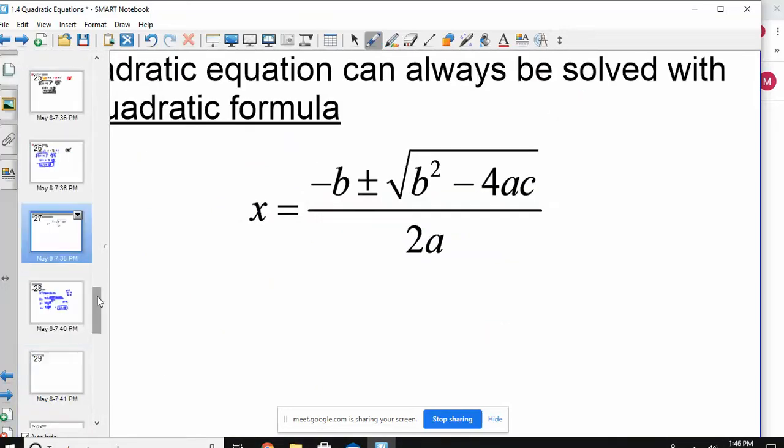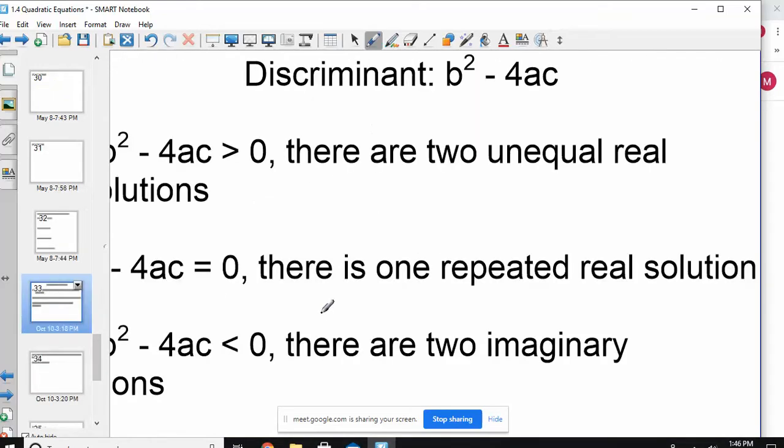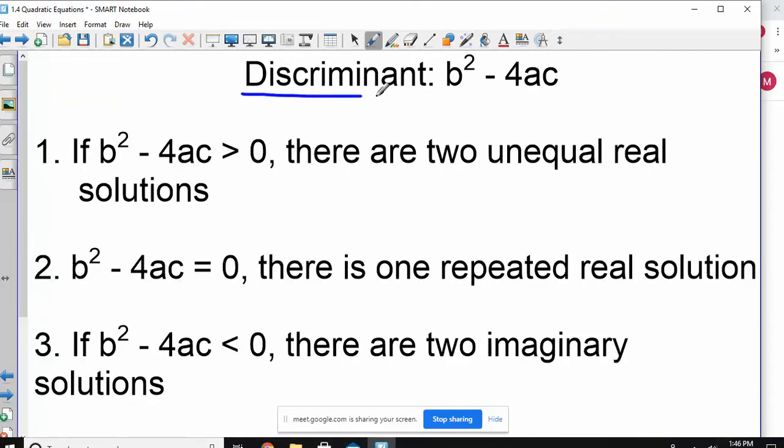Last thing I want to mention then, sometimes I don't care what the actual solutions are. I just care what they're going to look like. So I might ask you about the discriminant. The discriminant is that thing that shows up under the radical. So in the quadratic formula, it's the b squared minus 4ac. It doesn't include the square root, strictly that portion underneath.